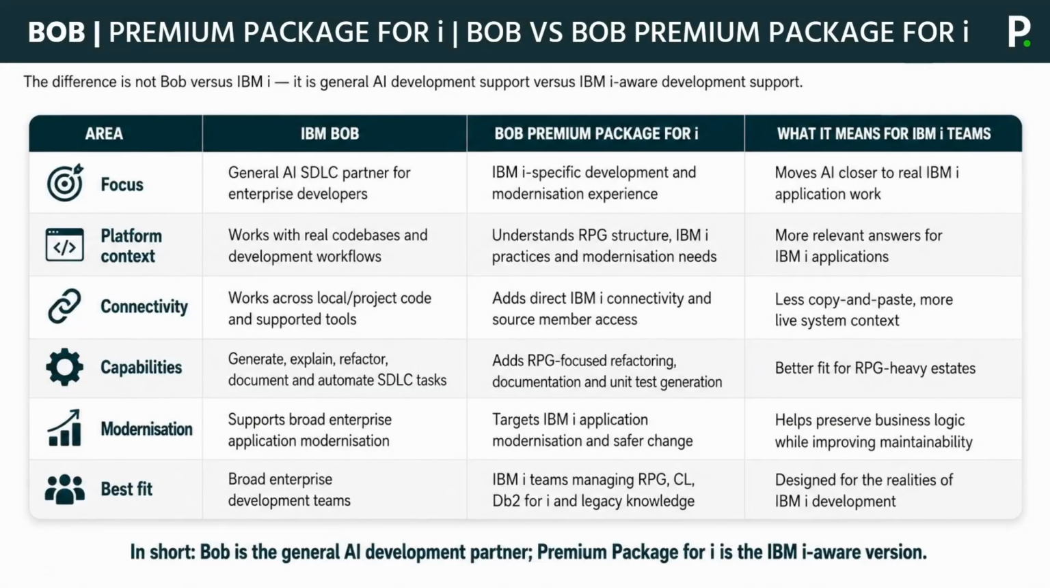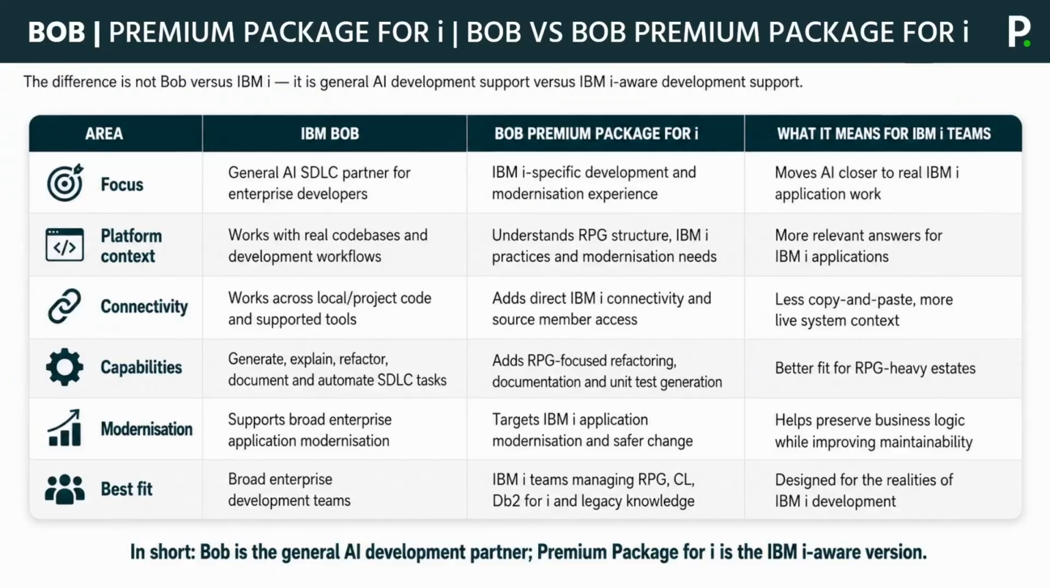Okay, a briefest of deep dives. This table highlights where the differences really sit. Standard IBM Bob gives development teams a general AI partner across the software development lifecycle. It can help with understanding, generating, refactoring, documenting, and automating development tasks across enterprise software projects.